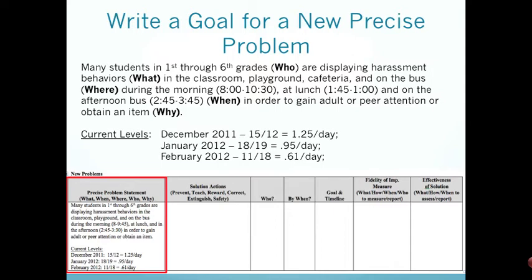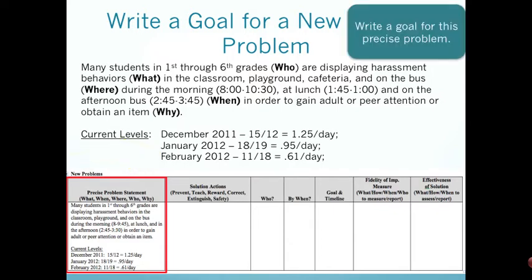Now let's look at our current levels. We have it for the past 3 months. Let's move over to that section on our meeting minutes form. Now take a moment and write a goal for this precise problem. Don't forget to include the what and the when. Pause the video so you can take a moment to do this.